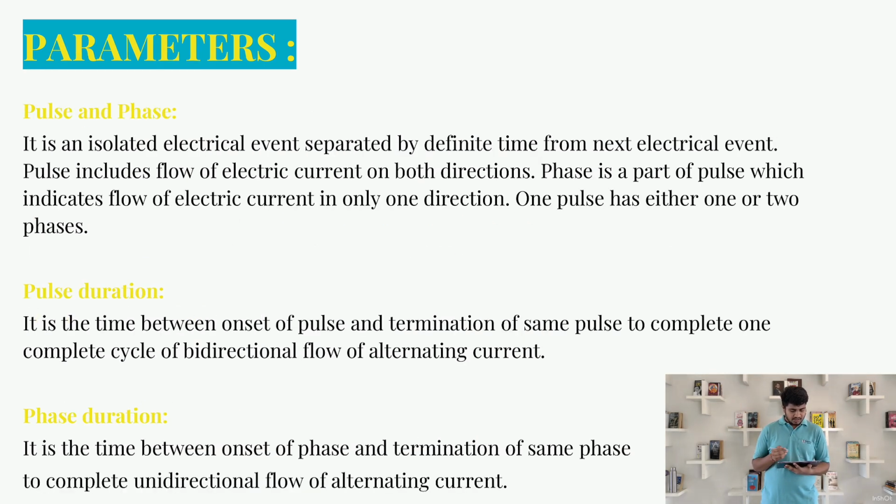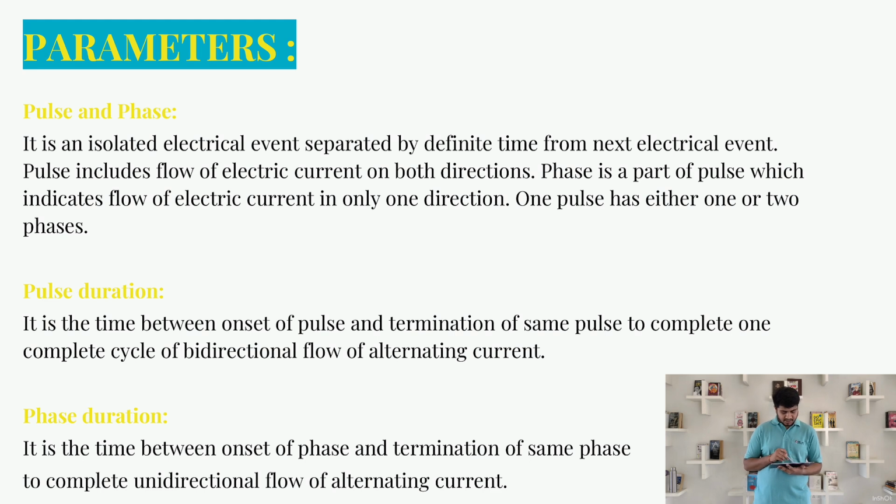Moving further, there is pulse and phases. A pulse is an isolated electrical event separated by a definite time from the next electrical event. So pulse includes flow of electric current in both directions, and the phase is a part of pulse which indicates flow of electrical current in only one direction. One pulse has either one or two phases. So phase is a part of pulse.